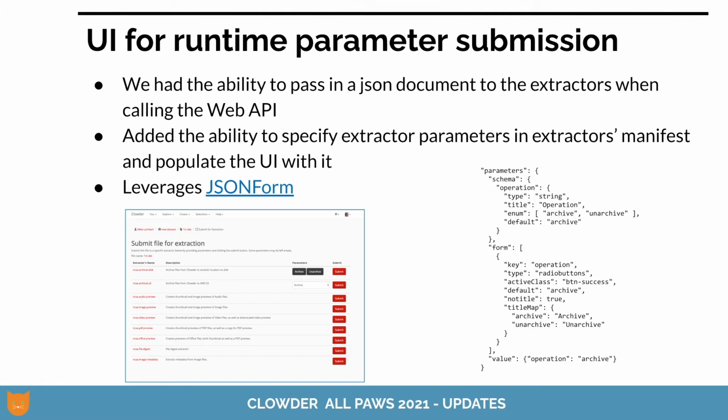Behind the scenes, there's still a JSON document that the extractor needs to do something with. But now users can actually do this from the UI, which is again incredibly exciting because it really opens up a lot of opportunities when creating these information extractors.